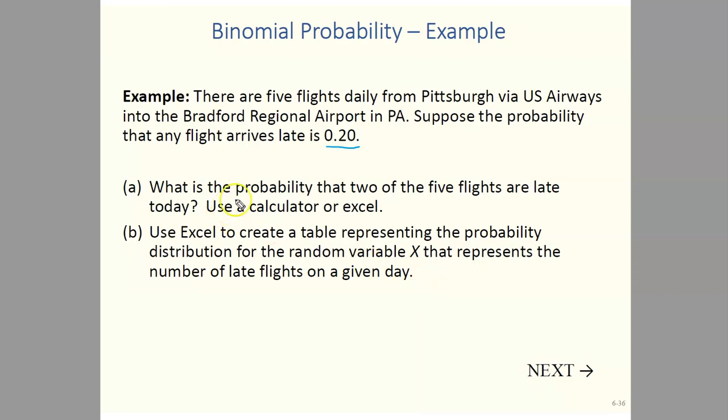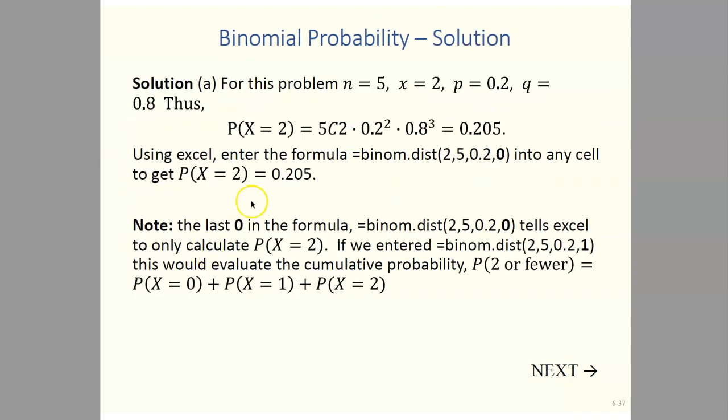So for part A, this is our solution. So n is 5. That's the number of flights arriving in a day. We want to find the probability that 2 of them are late, so x is going to be 2. Remember, we're considering a success to be getting a late flight. The probability of success is 0.2, 20%, and the probability that a flight is not late is 80%, or 0.8.